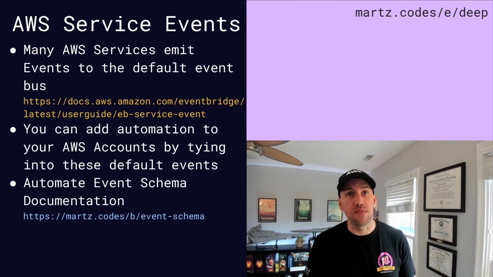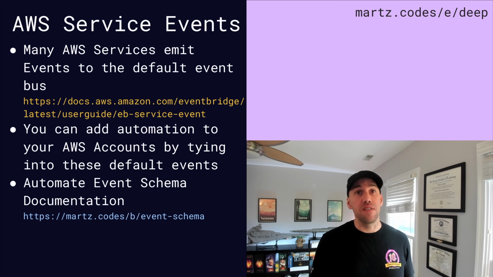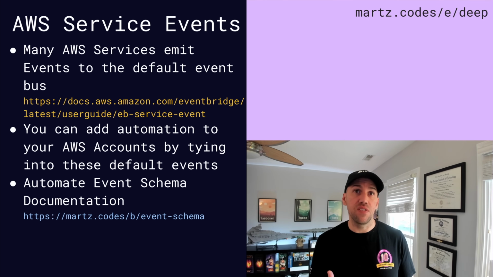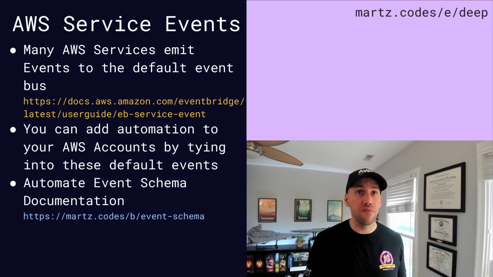Many AWS services emit events to your account's default event bus in EventBridge. These events can range from changes in service states to specific actions executed within the services. You can create powerful automation within your AWS accounts by tapping into these default events. This enables real-time, responsive actions based on service activities.